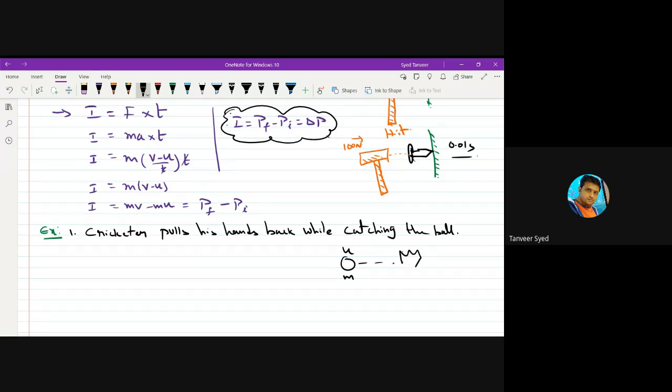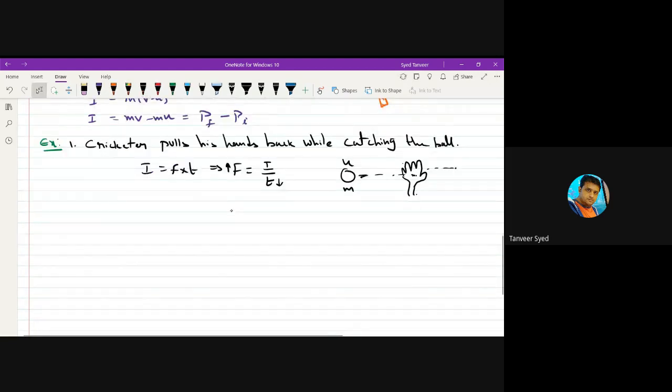And let us say you are catching it like this. It comes and hits your hand. If you don't pull your hands back, the time in which the ball stops will be very less. So the impulse is force into time. That means force is impulse by time. So if time is less, force will be more. If you stop the ball very quickly, force on your hands will be more. If you pull your hand back, the time of contact or the time of stopping of the ball will increase. If time increases, force decreases. So you will not feel more pain. That's why we pull our hands back while catching the ball.